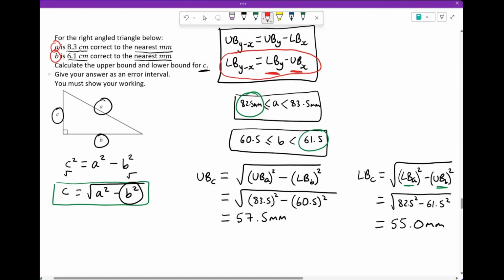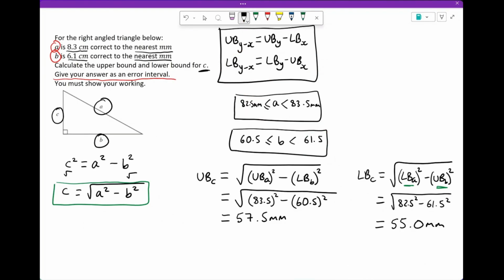The final thing that I need to do is give my answer as an error interval. So that's how I think about how we're going to do that. So what I'm going to start by doing is writing C in the middle, because that's the number I'm working with on this question. And we know my upper bound goes to the right, so the 57.5 will go over here. And make sure I put my units of millimeters in. And then my lower bound for C, the 55.0 millimeters, will go to the left. Like this. Now we have to consider inequality symbols, and this is where it becomes a bit complicated.